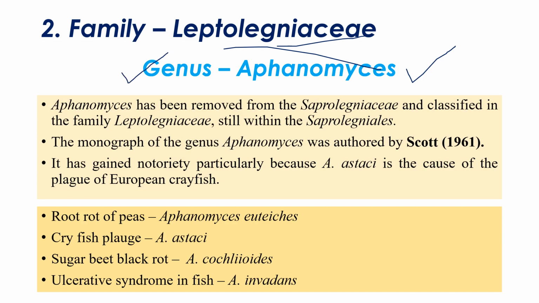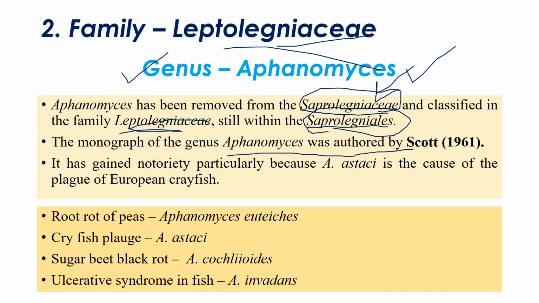Aphanomyces was actually removed from the Saprolegniaceae. Before, it was under the classification of Saprolegniaceae only. Later it was reclassified under Leptolegniaceae, but it is still in the order Saprolegniales. The monograph of Aphanomyces was written by Scott in 1961, and it gained great importance.